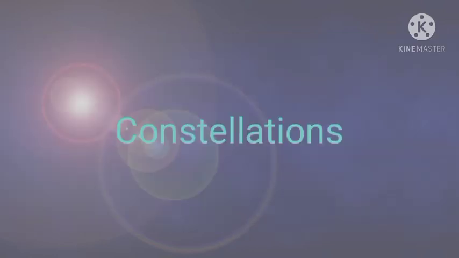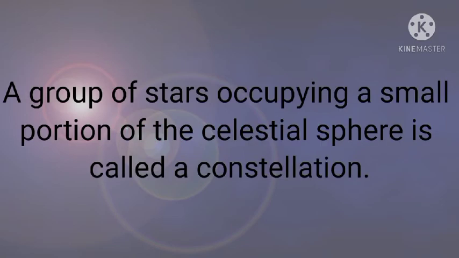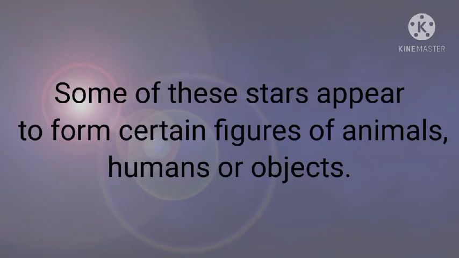Next is the constellation. Now a constellation is a group of stars occupying a small portion of the celestial sphere. I told you the celestial sphere is imaginary. They are arranged in some shapes, and some of the stars appear to form certain figures of animals, humans, or objects. So if we observe it carefully, it looks like some animals, humans, or objects.